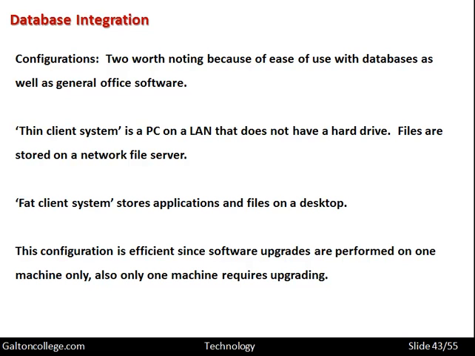This configuration is efficient since software upgrades are performed on one machine only. Also, only one machine requires upgrading. So the thin client system has got a lot of advantages. The company just deals with the server, makes sure that the server is up to date, it's got the right software, it's got all of the files, it's all organized, it's a communication center, and everything runs down to the PCs. So they don't have to do anything. They don't do any processing themselves. They simply access the information off the server.